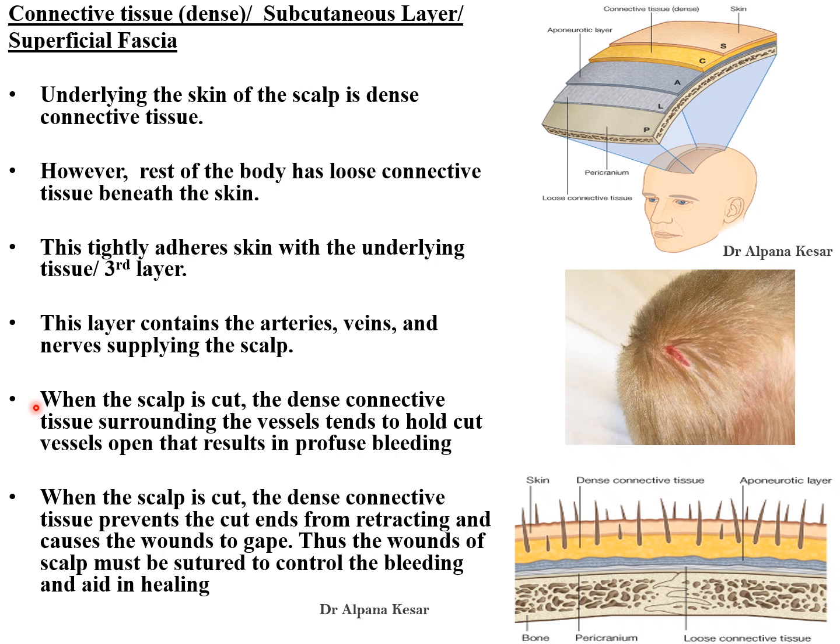This layer contains the arteries, veins and nerves that supply the scalp. The layer of dense connective tissue has blood vessels traversing through it, and the fibers of dense connective tissue layer are adherent to the walls of the blood vessels. When the blood vessels are cut in the wounds of the scalp, the fibers of this layer will tend to hold the cut ends of the vessels open, leading to profuse bleeding. Thus, scalp wounds bleed profusely.